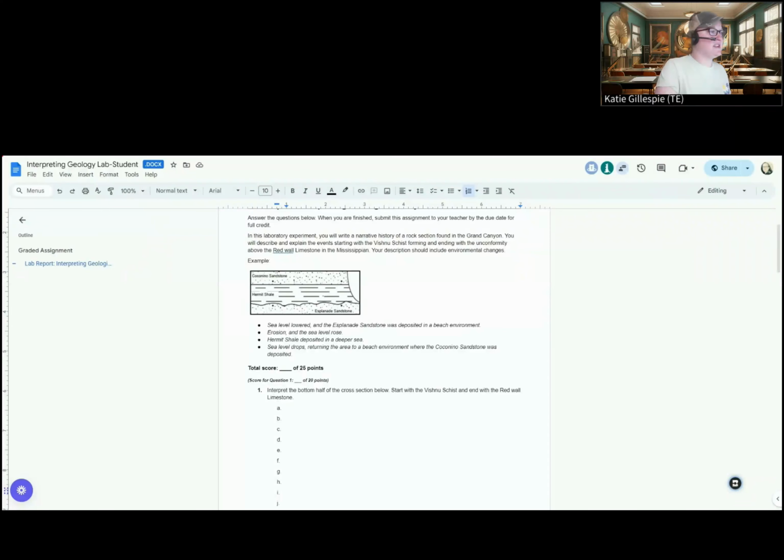What has to happen with sea levels? They have to go down. Good, there we go. Yeah, so sea levels have to lower. The Esplanade sandstone is deposited in a beach environment. Okay, good. Now, go ahead and train your mind to notice this. See this squiggly line right here? That squiggly line means that there was something that disrupted this layer.